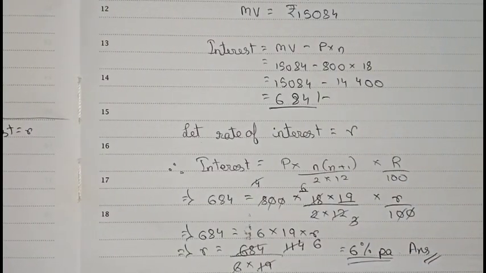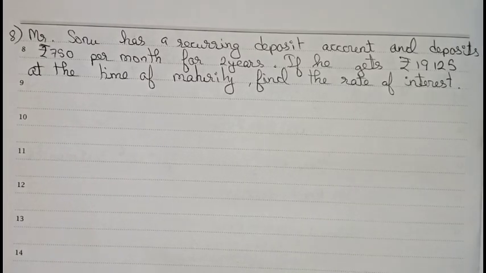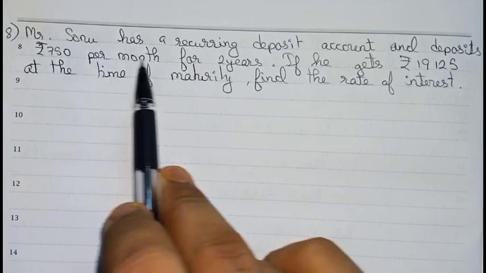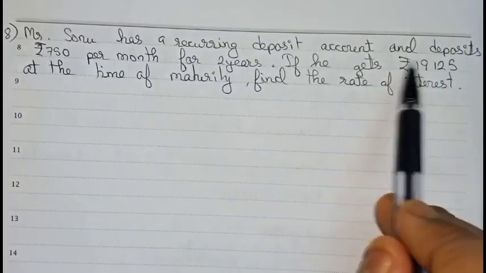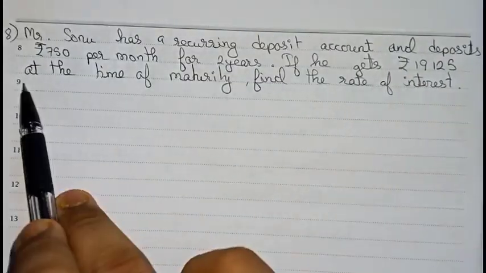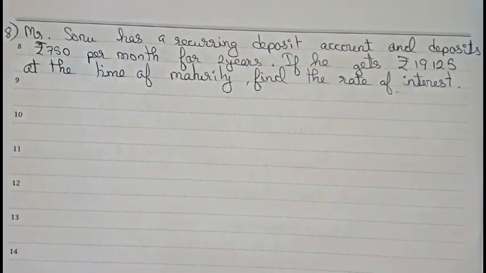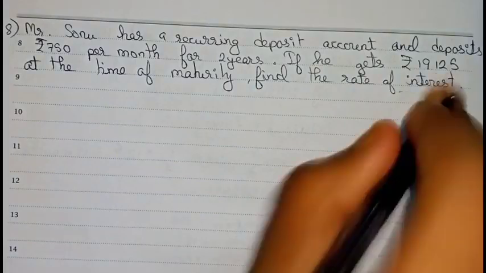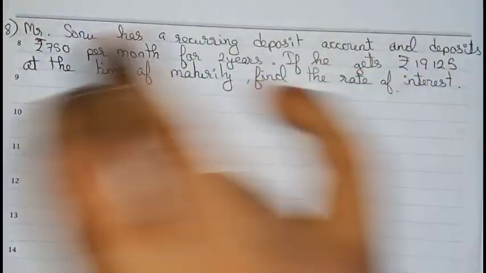So let's move on to our next question. Question number 8. Mr. Sonu has a recurring deposit account and deposits rupees 750 per month for 2 years. If he gets rupees 19,125 at the time of maturity, find the rate of interest. So this is also the same type of question. So first we write all the information that has been given.